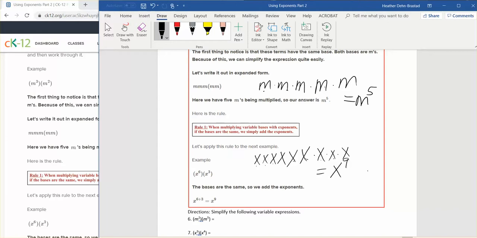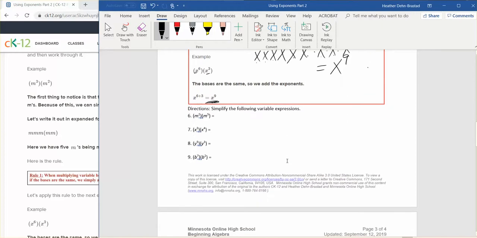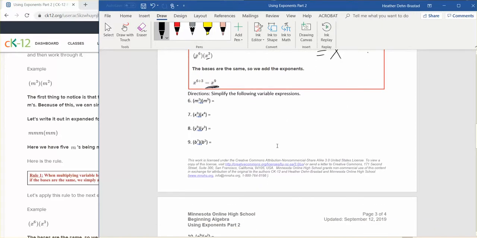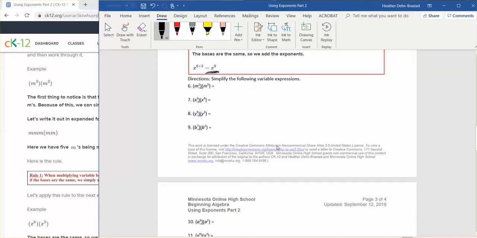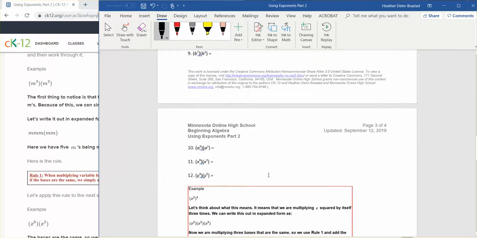But it's quicker to use this rule that says if the bases are the same, and in this case they're both x, then we can just add their exponents together. 6 plus 3 is 9. So that's the shortcut rule for this. You don't have to use the shortcut rule. You can write them out in expanded form, or you can use the shortcut rule.